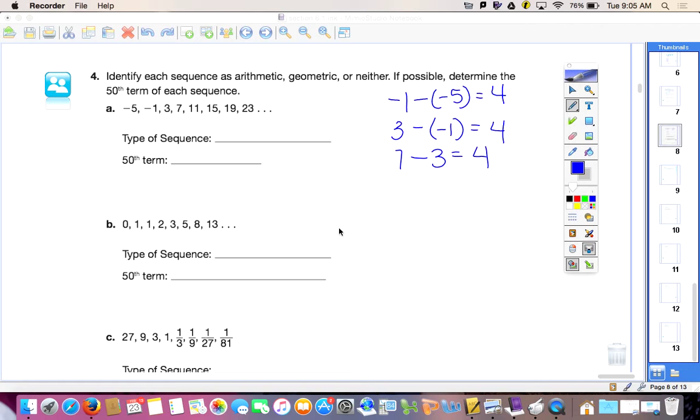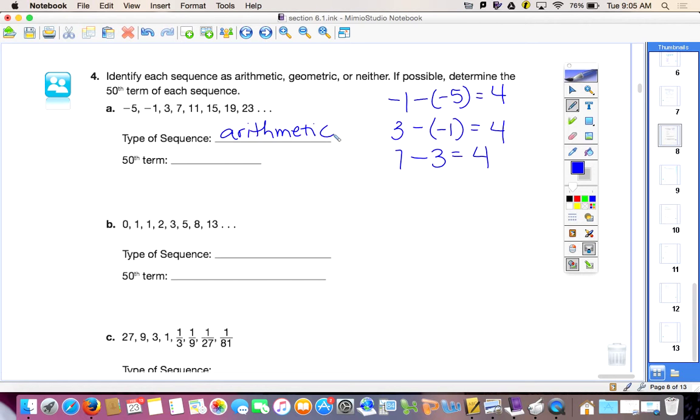Okay, so we can see here that we have a common difference because -1 minus -5 is equal to 4, and 3 minus -1 is equal to 4, and 7 minus 3 is equal to 4. And if we chose any two consecutive numbers here, we would see that it's equal to 4. 23 minus 19, 4. 19 minus 15, 4. 15 minus 11, 4. 11 minus 7, 4. So right now we know this is an arithmetic sequence. So what is our 50th term?